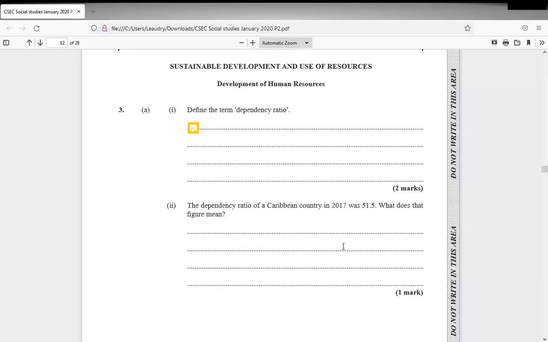I will be doing the CSEC January 2020 paper 2 questions 3 and 4.